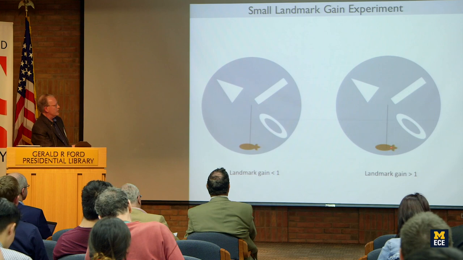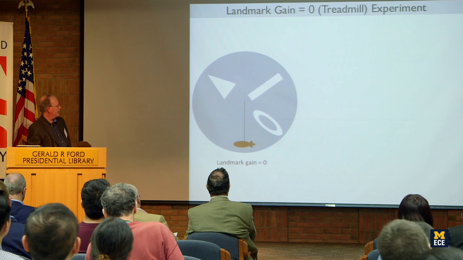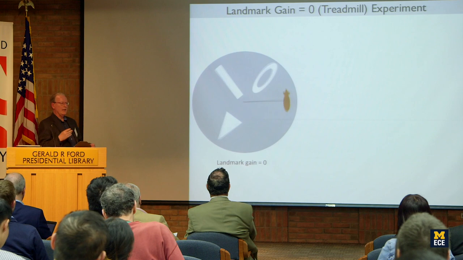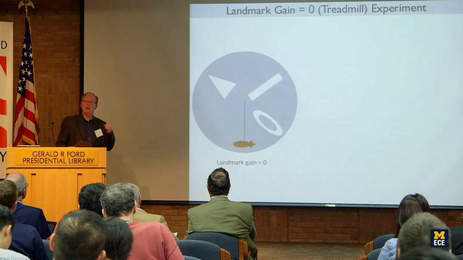And we can do this to extreme cases. When we make a landmark gain of 0, this is a situation where the landmarks move exactly with the rat. So when the rat stops moving, the landmarks stop moving. When the rat starts moving faster, the landmarks move faster with it. It's like it's on a treadmill running in place. It's not getting anywhere, although it actually physically is moving around.